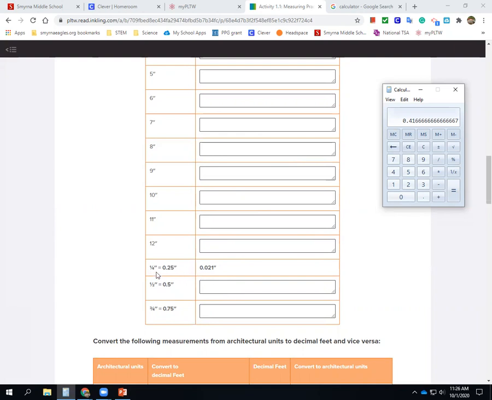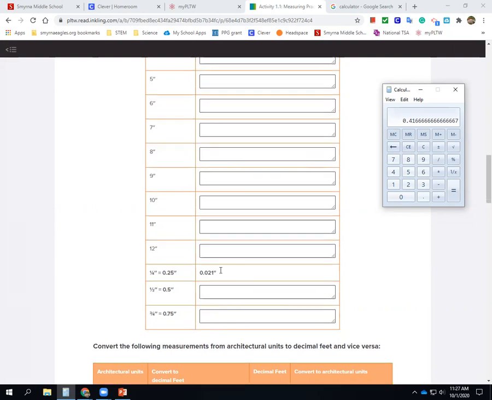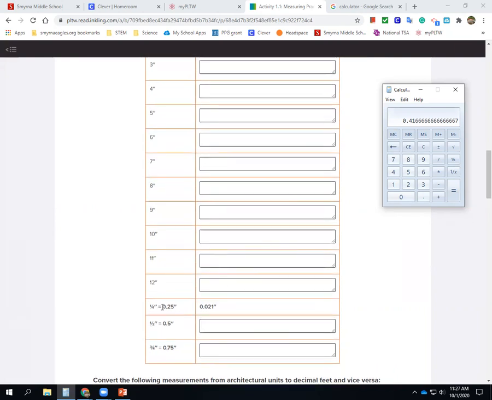What are we doing there? So 1/4 equals 0.25 inches. But we want to know how much that is in feet. So if you have a decimal of inches or a fraction of inches, how much is that in decimal feet?